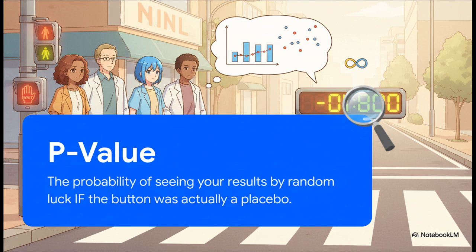Now, put simply, the p-value is the probability that we were fooled. It's the chance of getting wait times this short just by random luck, assuming the button is a placebo. So a tiny p-value means it's really, really unlikely we were just fooled by chance.